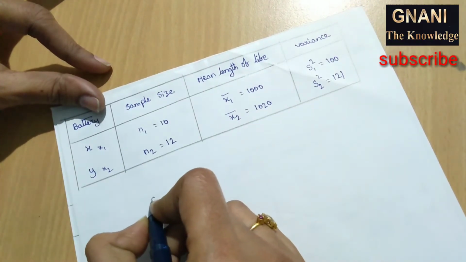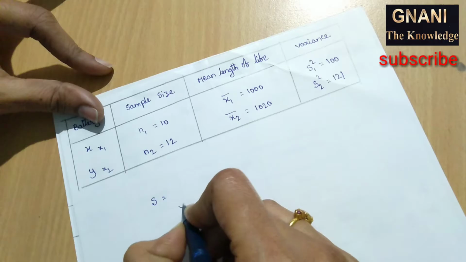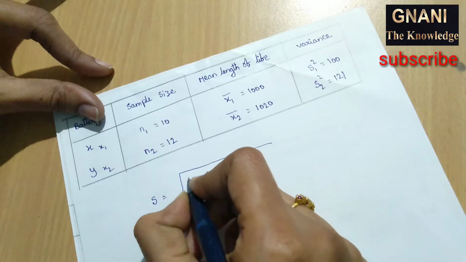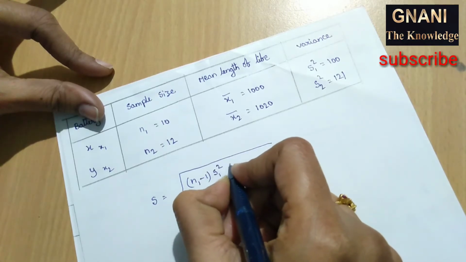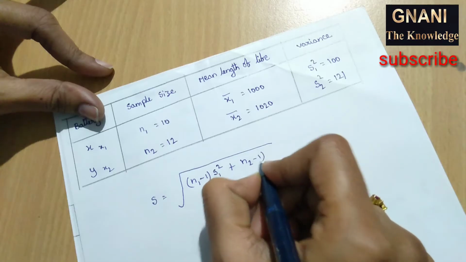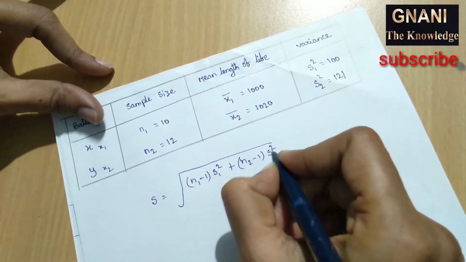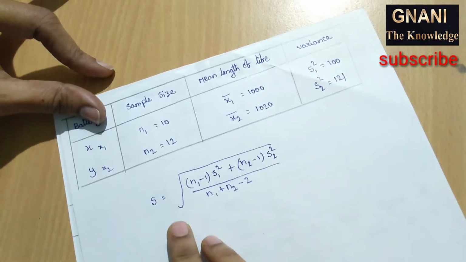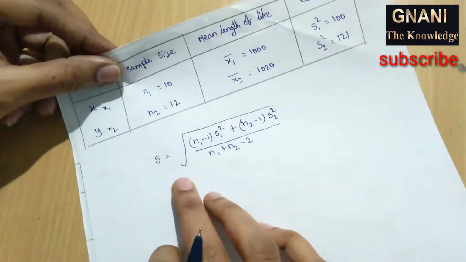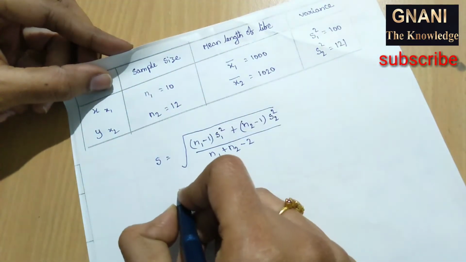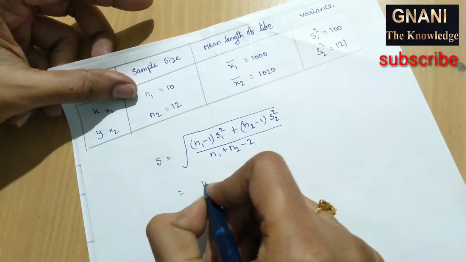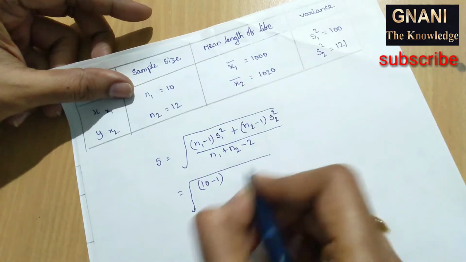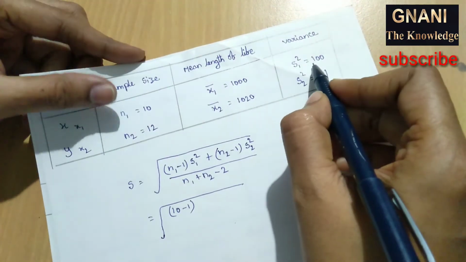The pooled standard deviation formula is s equal to square root of (n1 minus 1) into s1 square plus (n2 minus 1) into s2 square, divided by n1 plus n2 minus 2. This is the standard deviation formula. Here n1 means the number of observations in the first sample, n1 equal to 10, so 10 minus 1 into s1 square. Here s1 square equal to 100.